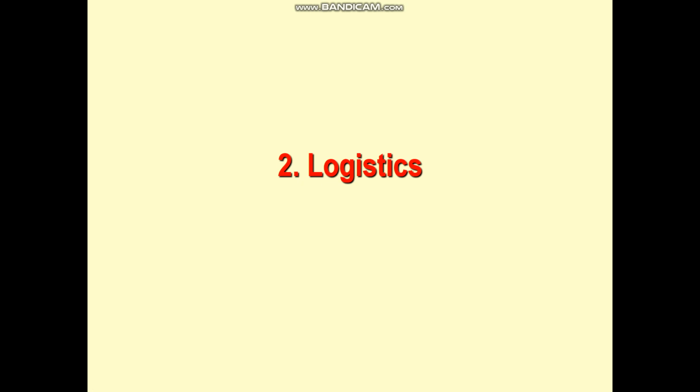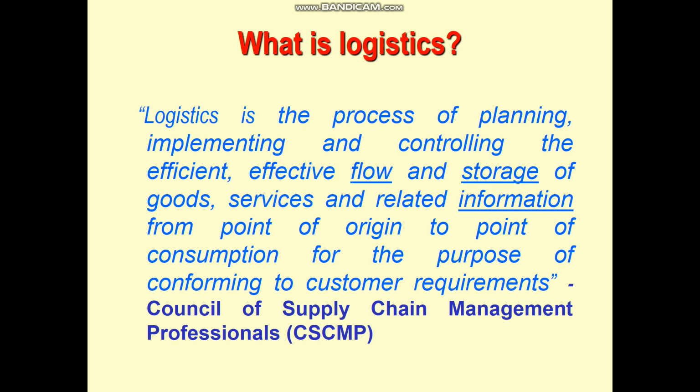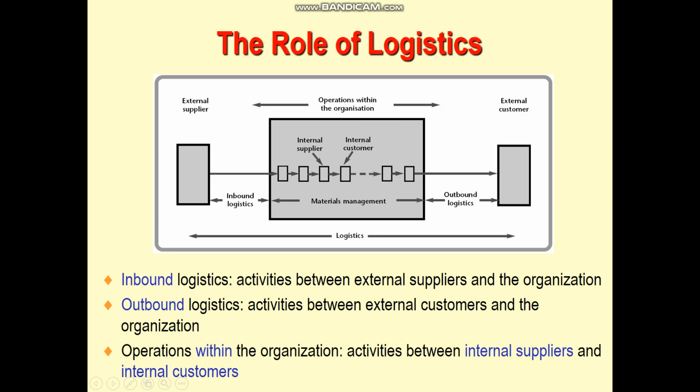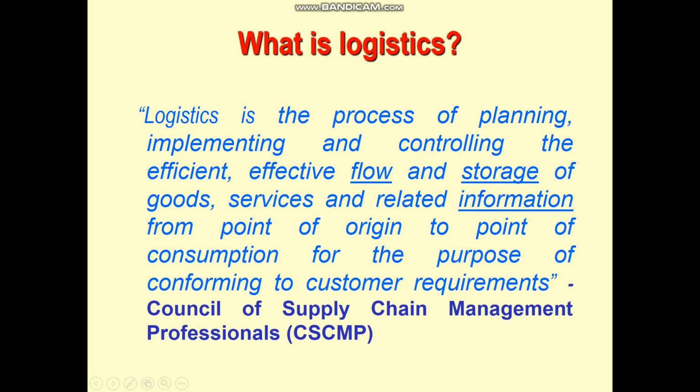We just talked about supply chain. How about logistics? What is logistics? Logistics is the process of planning, implementing, and controlling the efficient, effective flow and storage of goods, service, and related information from point of origin to point of consumption for the purpose of conforming to customer requirement. So what is effective and efficient? Efficient means do things right, and effective means do the right thing.